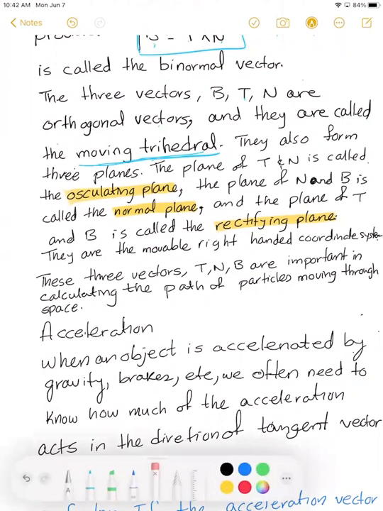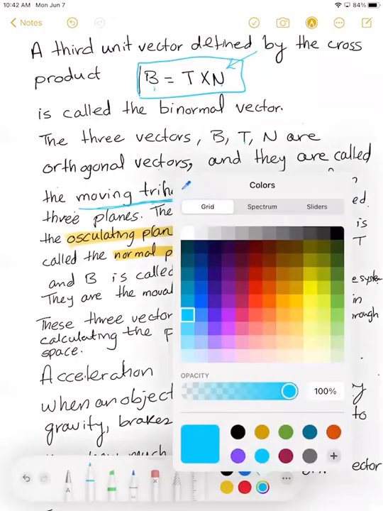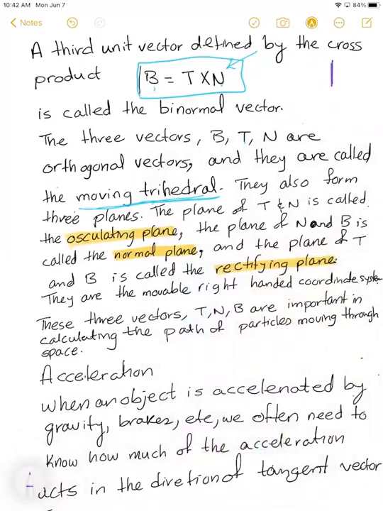So let me just leave some room here and show you a graph. So this is the B vector, this is our N vector, this is our T vector. As you see, it looks like the corner of a room or a right-handed rule. B is the same as the z-axis. The unit tangent vector looks like the x-axis, and N looks like the y-axis. So right now we have a plane here, which is the xy plane or the TN plane. It is called the osculating plane. So this is our osculating plane.